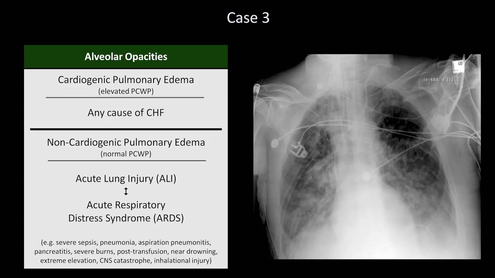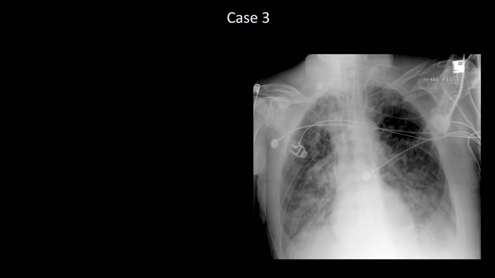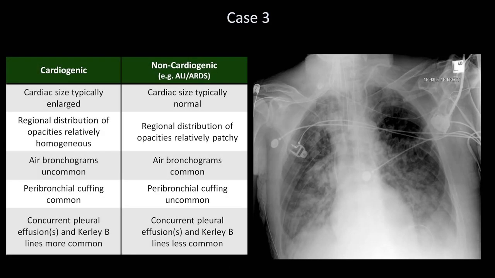So how can we tell the difference between cardiogenic and non-cardiogenic edema? Here's a chart from Lesson 7 outlining those differences. In the case of this X-ray, the cardiac size is normal, the regional distribution of opacities is patchy, we can see an air bronchogram right here, and there isn't any peribronchial cuffing. Regarding the last distinction, since there are probably pleural effusions but no obvious Kerley B lines, that gets split down the middle. Overall, though, it should be clear that this is most likely non-cardiogenic pulmonary edema.